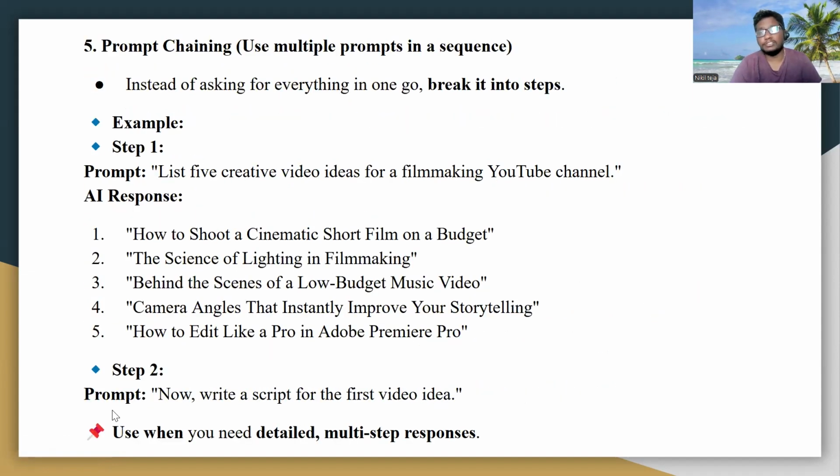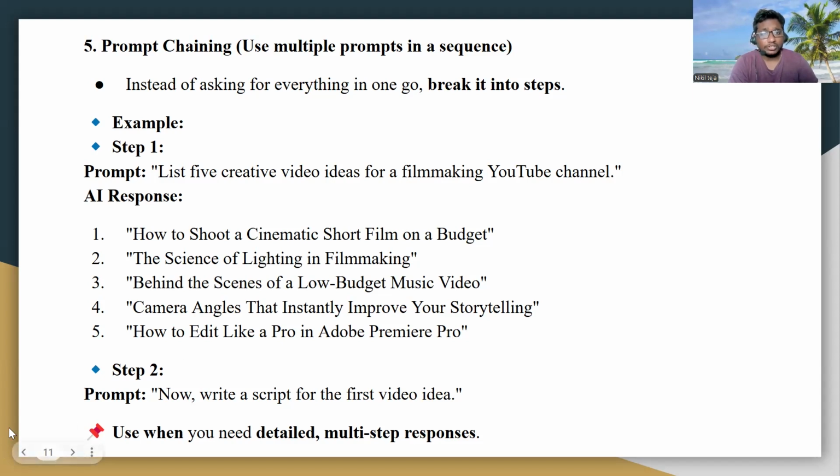Next, prompt chaining. A chain consists of multiple threads or multiple items. Prompt chaining is nothing but asking questions to AI in multiple steps. You will not ask the total question in one prompt. You will be breaking the question down into different segments or parts, and asking the AI to give answers for each particular question.